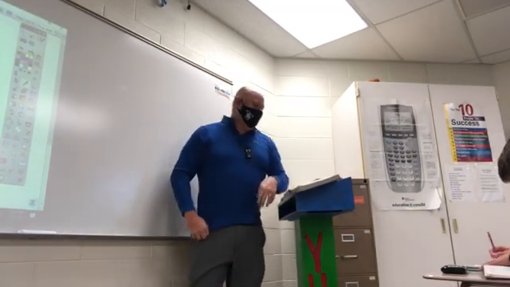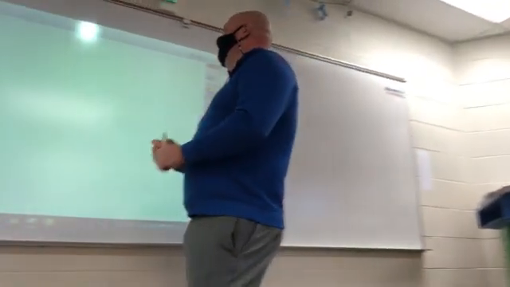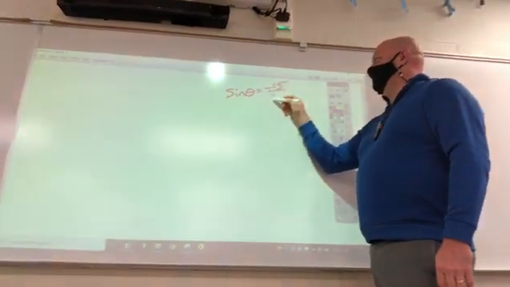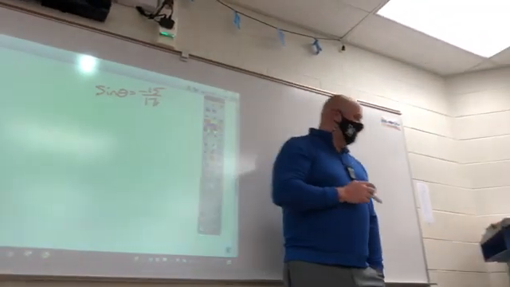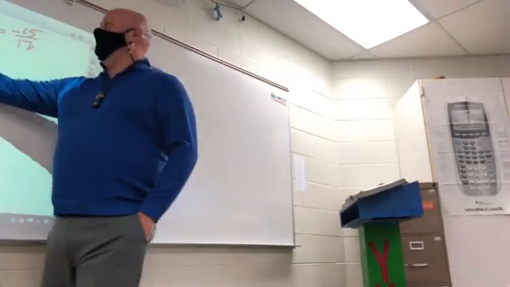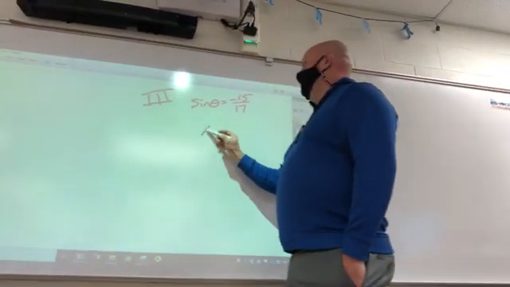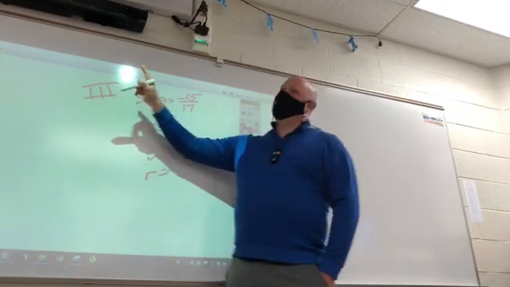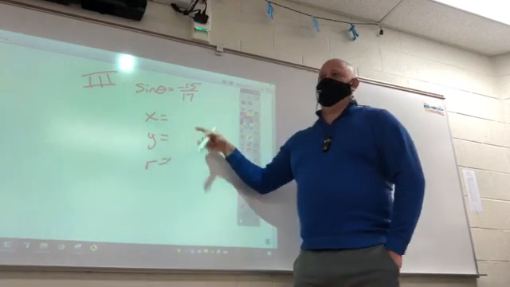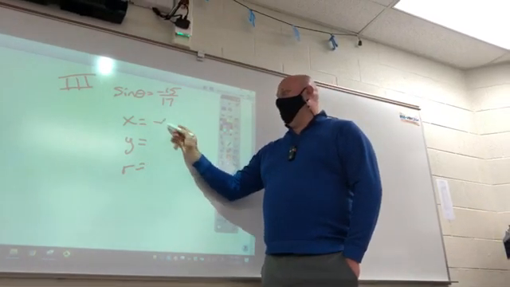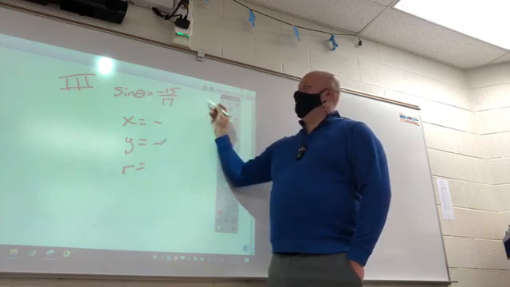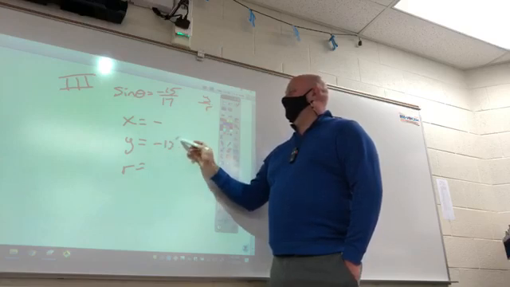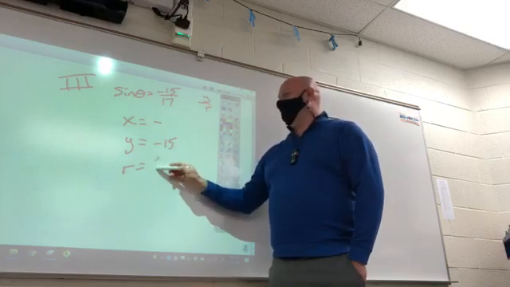Negative 8/17. But again, how do you do these? They say sine is negative 15/17, and they also say that we are in the third quadrant. These are your X, Y, and R questions. Because I'm in the third quadrant, what does that mean about my X and my Y? They're both negative. Sine is Y over R, so I know the Y is negative 15, the R is 17.